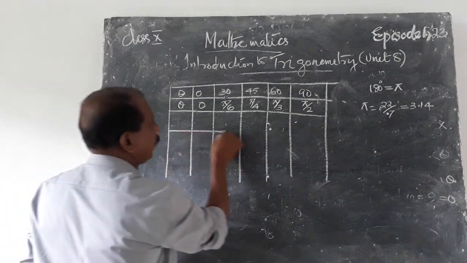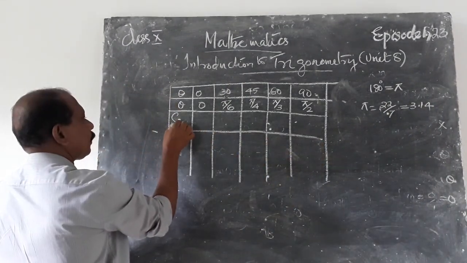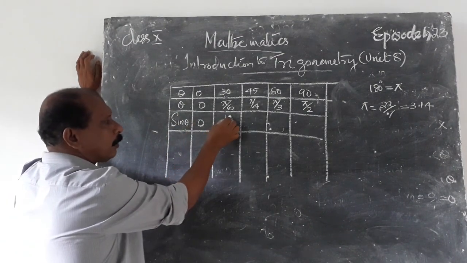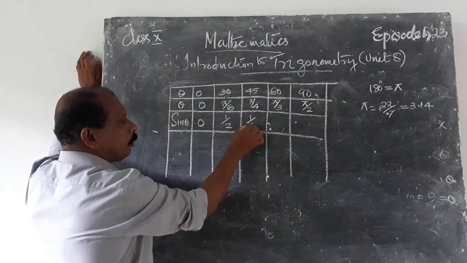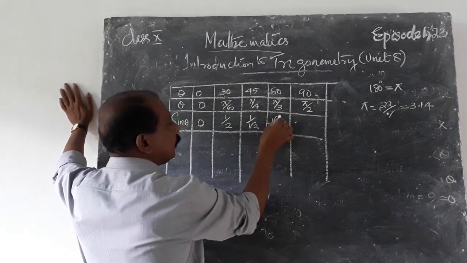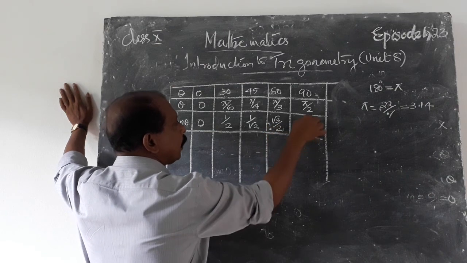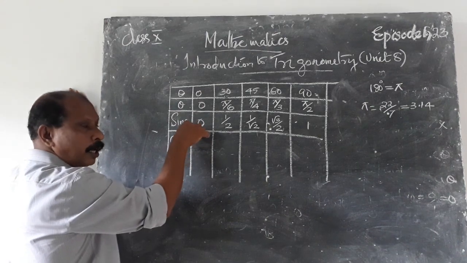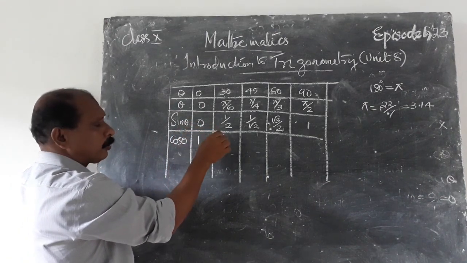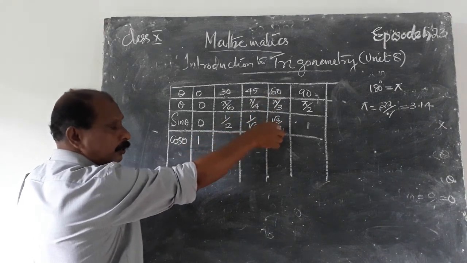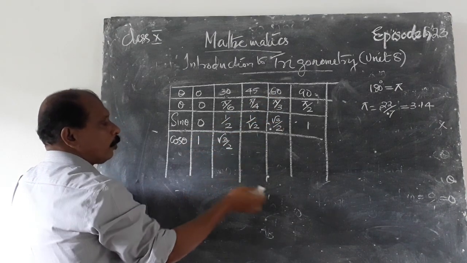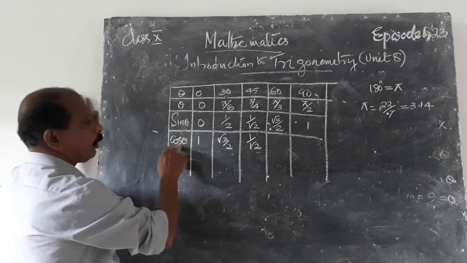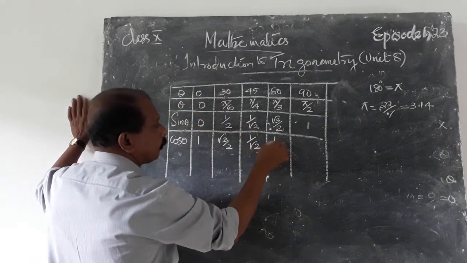Then, sin theta. Sin 0 we know is 0. Sin 30 is 1 by 2. Sin 45 is 1 by root 2. Sin 60 is the same as cos 30. Sin 90 is 1. Then cos theta. Cos 0 is 1, in the reverse process. Cos 30 is the same as sin 60, root 3 by 2. Cos 45 and sin 45 are equal, 1 by root 2. Cos 60 is the same as sin 30, 1 by 2.